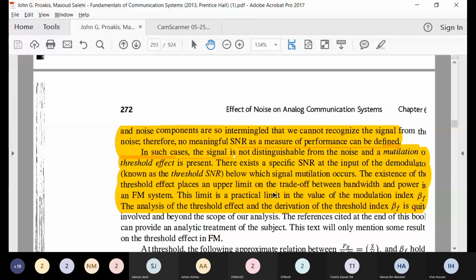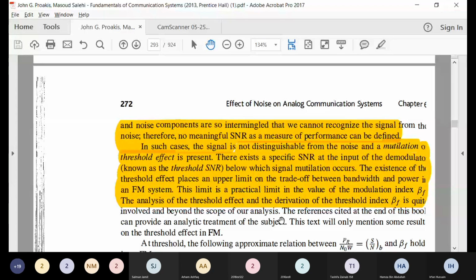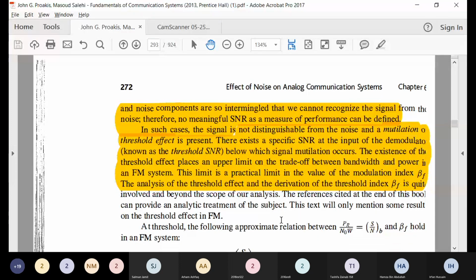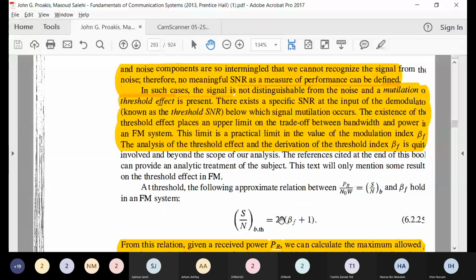This limit is a practical limit in the value of beta, as we have seen in all this explanation. Now the derivation of this beta is quite involved and it is out of the scope of our course or analysis. We will just use those analyses and see the results. We will not go into the analysis, we just see the results.